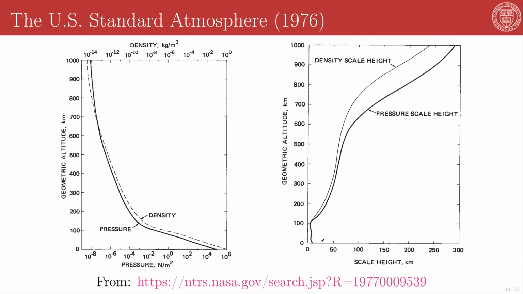And here you have a pressure scale height and a density scale height. And these are two slightly different values, but basically the pressure scale height is just creating a very similar exponential model for pressure as we did for density and defining a scale height for that.